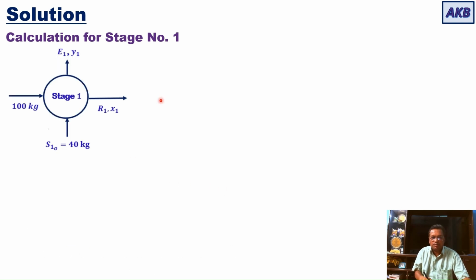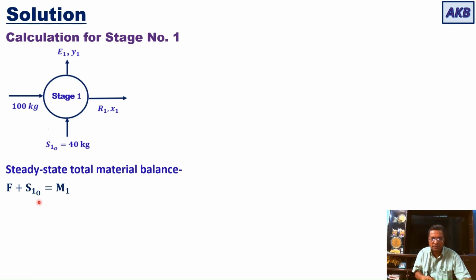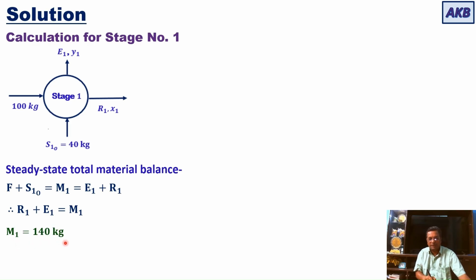Okay, so now I can do the rest of the calculations for stage number 1, because now x1 and y1 are known to me. So the steady state total material balance for this stage will be F plus S10 is equal to M1, that is E1 plus R1. I can write it like R1 plus E1 is equal to M1, but M1 is 140 kg. We have obtained it previously. So that is R1 plus E1 is equal to 140. I am calling it equation number 1.